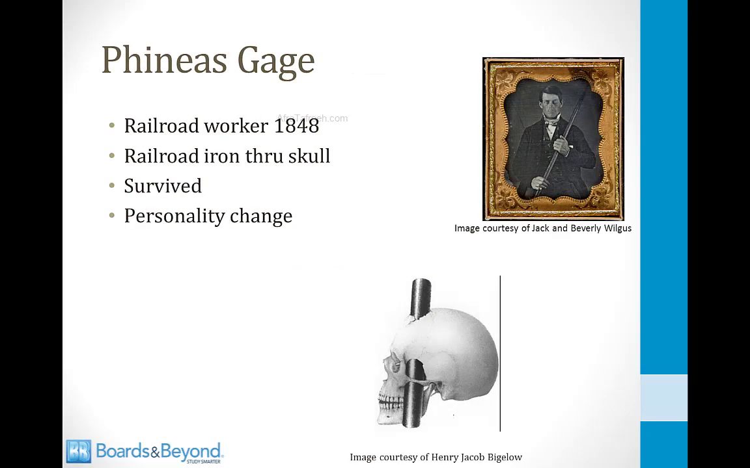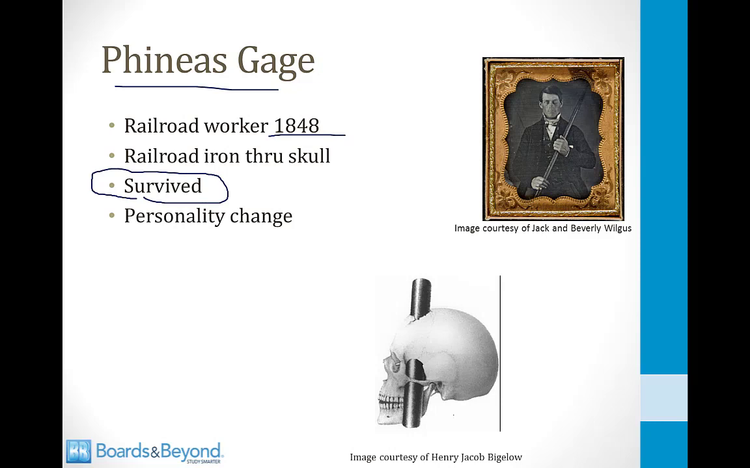So the classic description of a prefrontal cortex lesion is the story of Phineas Gage. So he was a railroad worker in 1848, and he had a railroad iron go through his skull, and he miraculously survived. But the story goes that before the injury, he was an honest and nice guy and a church-going guy, and after the injury, he became a gambler and drinker. This story's been called somewhat into question.